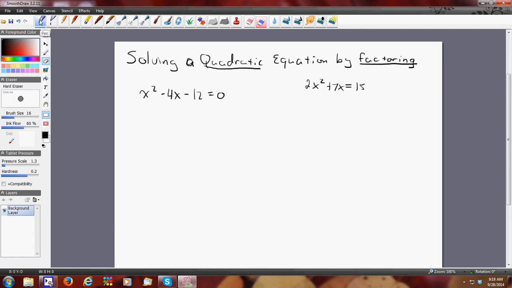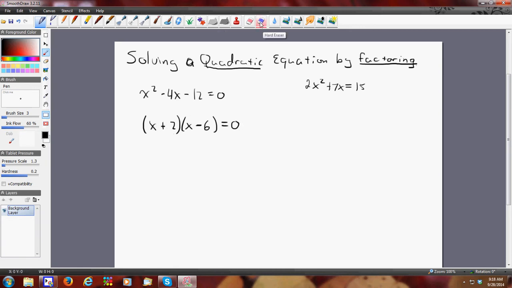So let's take a look at this trinomial for starters. I have x squared minus 4x minus 12. I make my two sets of parentheses and put in x and x. I need two numbers to multiply to 12 and add or subtract to 4. So I'm going to use 2 and 6. 1 and 12 don't give me 4. 3 and 4 won't give me 4. But 2 and 6 can. Since this is negative, my larger number has to be negative, and this has to be positive.